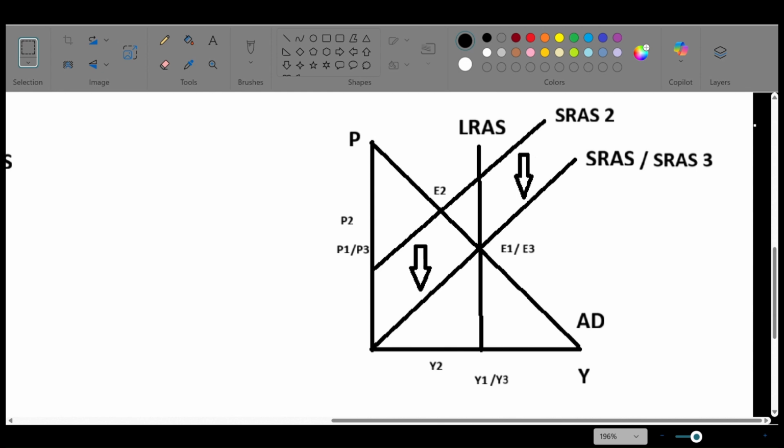temporary. A temporary negative supply shock shifts SRAS up and to the left. Short-run output falls, price level rises, which is stagflation. Because it's temporary and potential output has not been affected, over time the economy self-corrects. SRAS shifts back, and output returns to the initial price level.